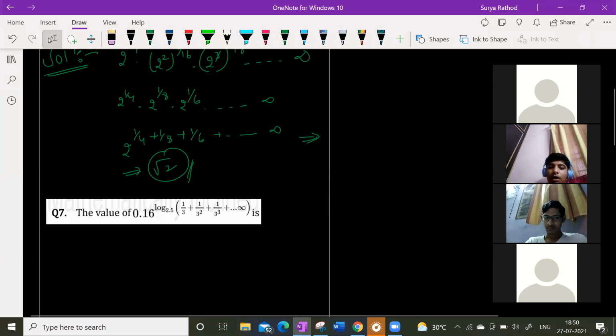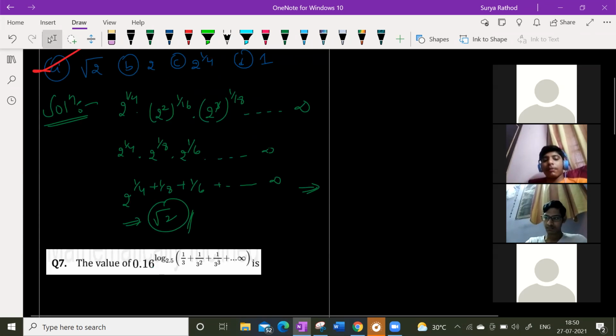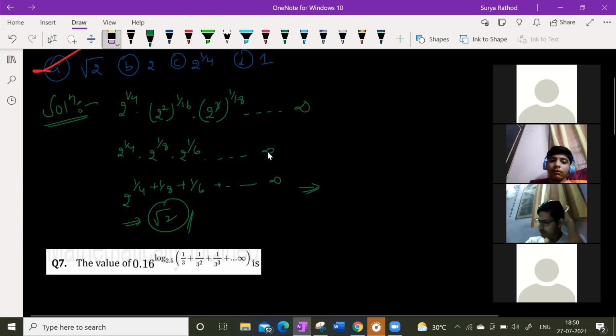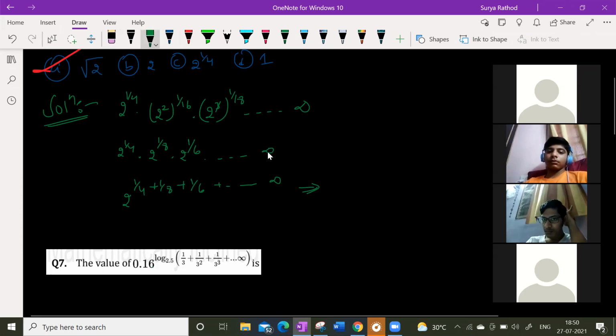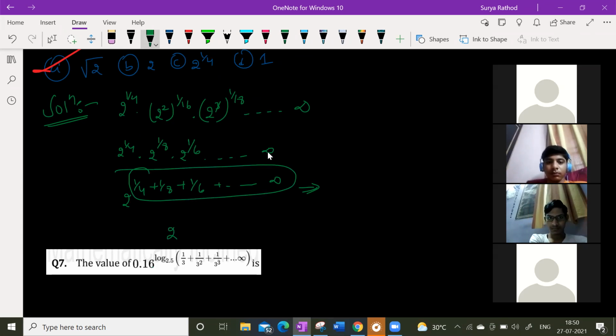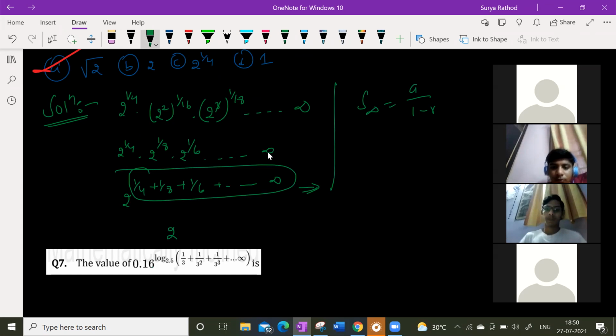If you don't understand this one, we know one formula. See here, guys, we'll apply a simple concept. This is an infinite series, right? What is the formula for the sum of infinite terms? It is a by 1 minus r. What is a here? 1 by 4. What is r? 1 by 8 divided by 1 by 4.